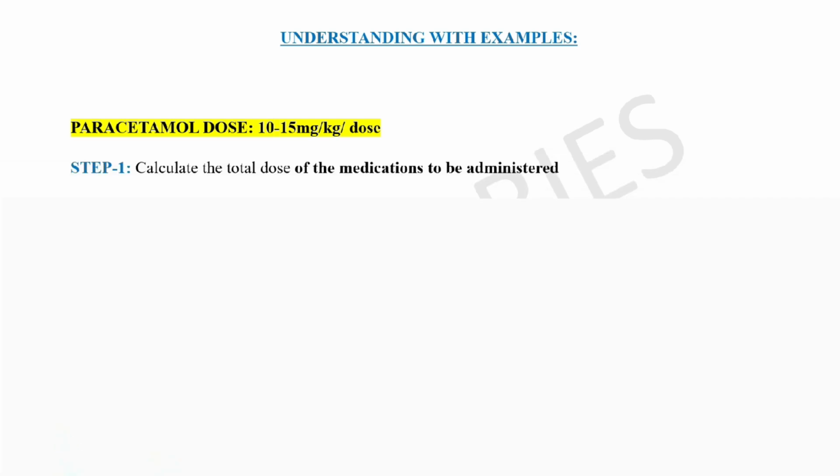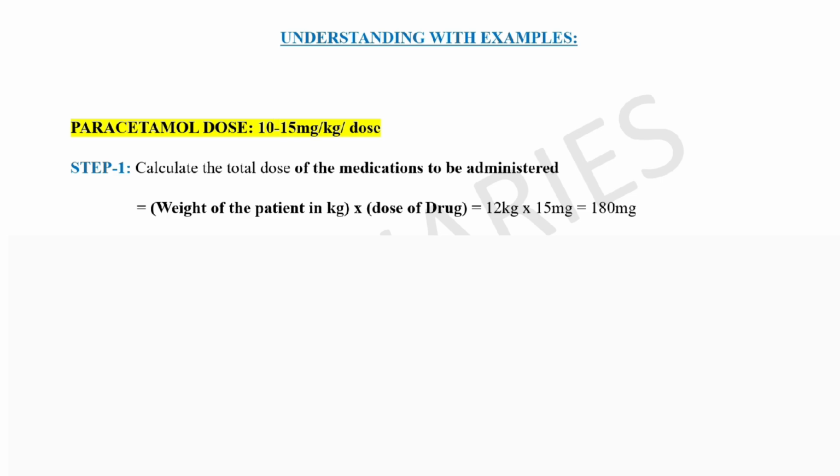Paracetamol. Paracetamol is given as 10 to 15 milligrams per kilogram of the dose. Step 1 is to calculate the medication to be administered, which is weight of the patient in kilograms multiplied by dose of the drug. For example, the weight of the patient is 12 kilograms, then this multiplied by the dose of the drug we get is 180 milligrams.